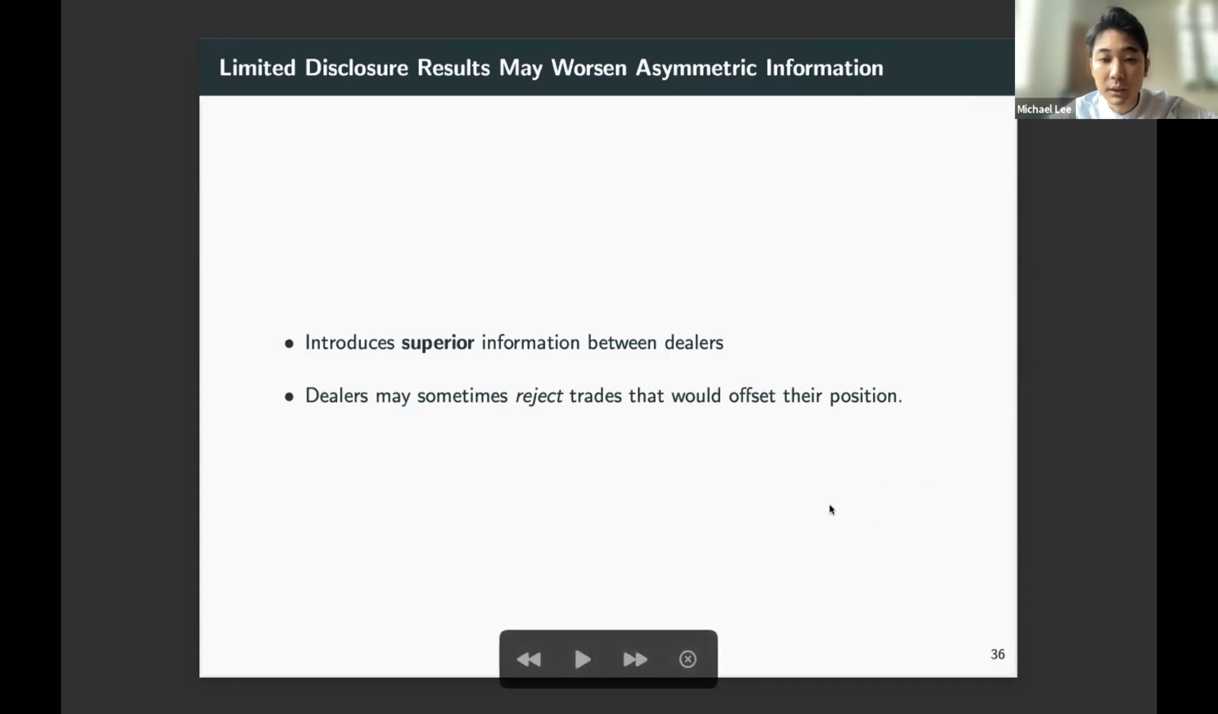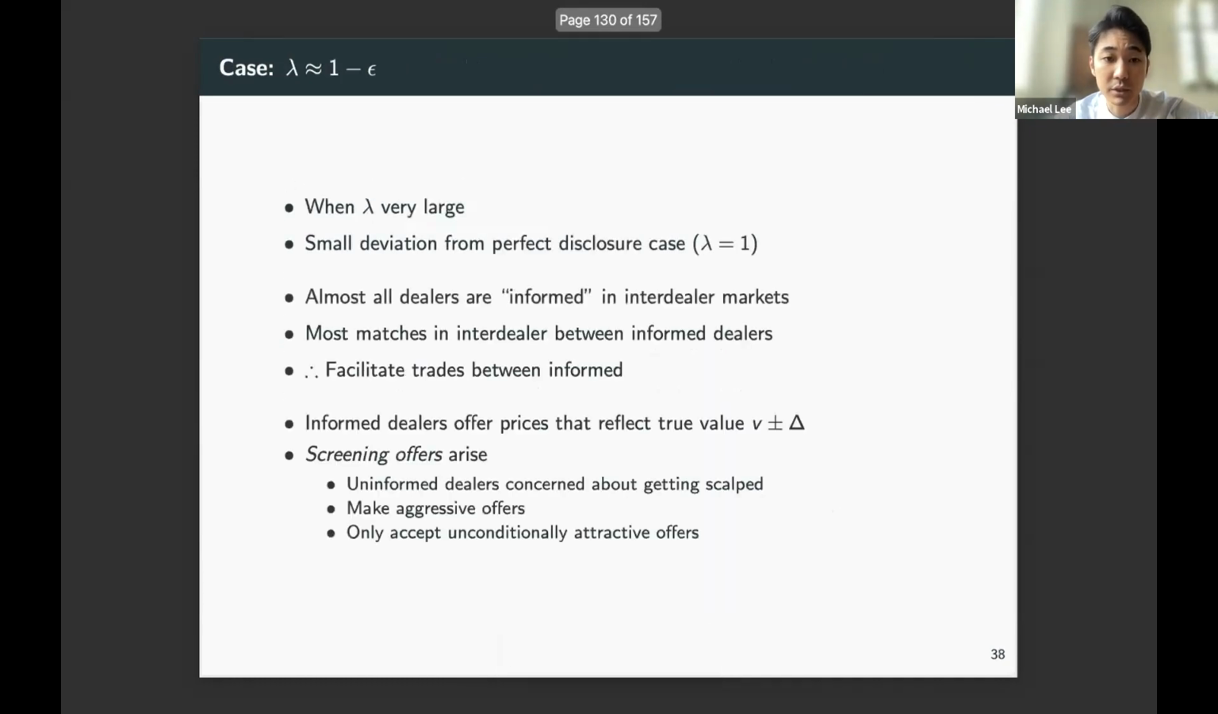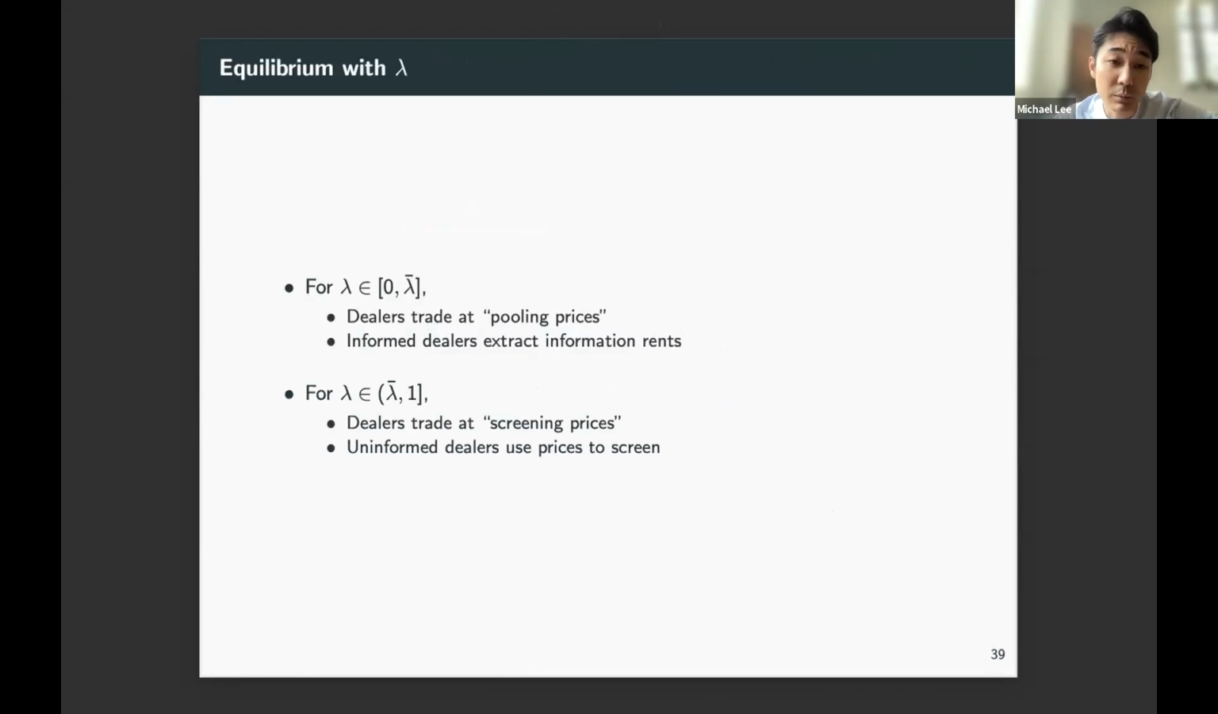All right. So I want to get through the platform, so I'm going to skip through this and just discuss the results. Essentially, we characterize two types of different equilibria over the span of lambda. For lower values of lambda, dealers trade at what I call pooling prices. Pooling prices in the sense that informed dealers are pooling with uninformed dealers and extracting information rents. Now, for larger values of lambda, when more dealers become informed, dealers start to trade at screening prices. So informed dealers trade as if other informed dealers are the receiving dealers. So they trade at the true price of the value of the asset.